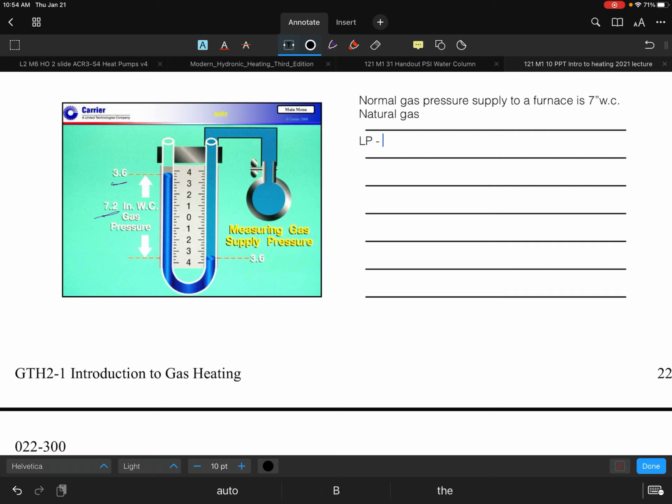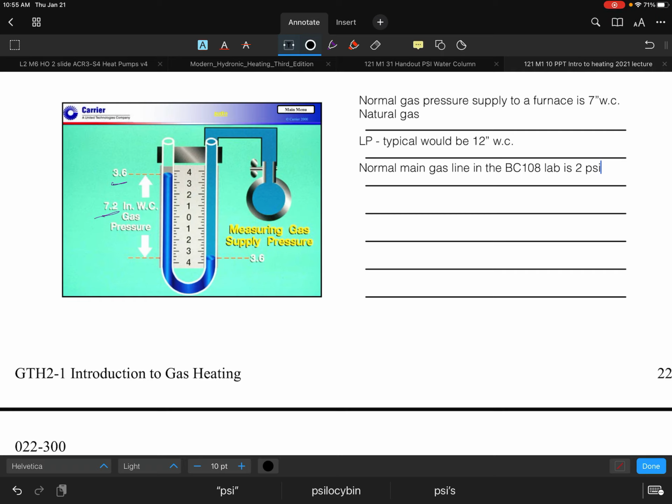Now, if this were LP, the typical would be, I would say, somewhere in that 12 inches of water column would be the norm to bring it to the unit. Now, in our lab, we're actually reducing it. Our normal main gas line in the BC 108 lab is 2 psi.